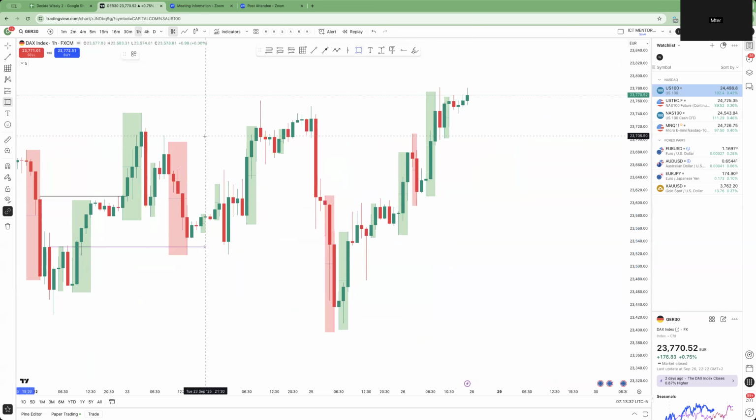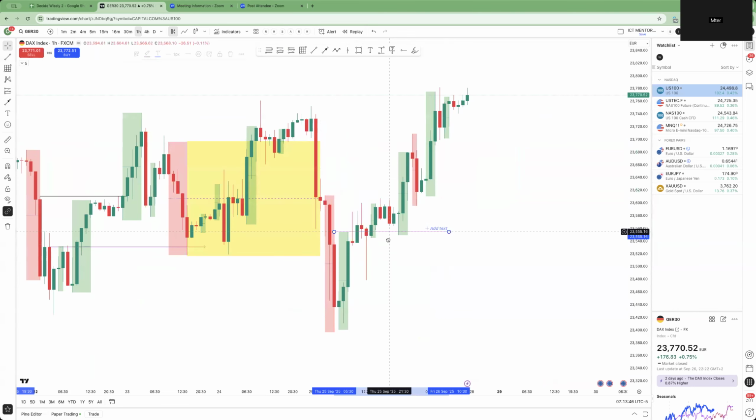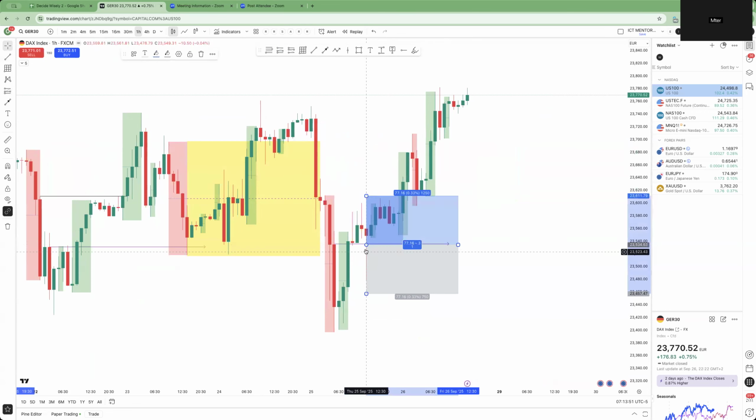Then same idea, this one for the longs. The expansion went through, but the second candle wasn't an OB. So we see this. We came back to it, open there, buy. Target, this there.